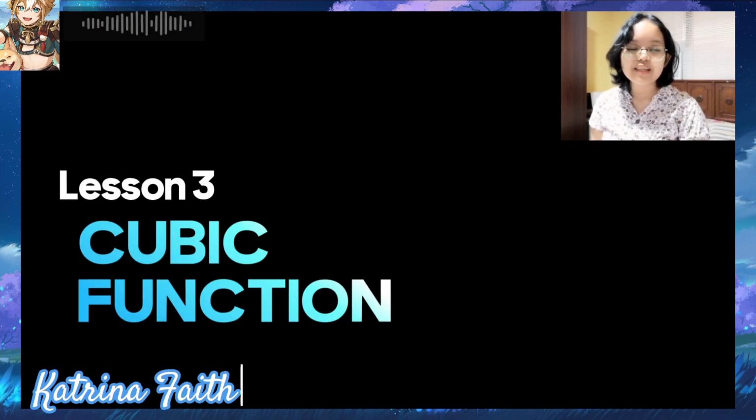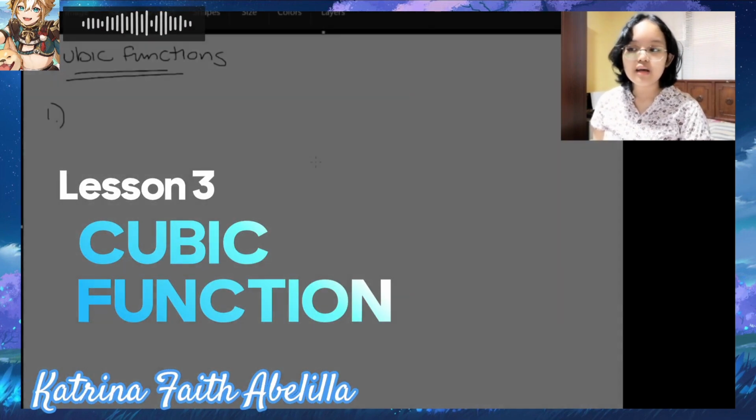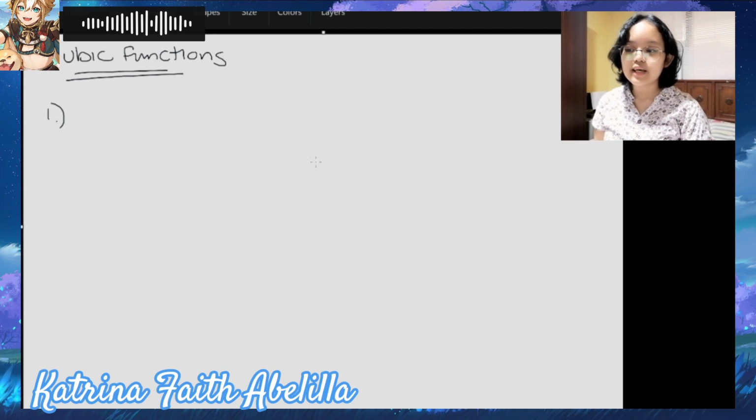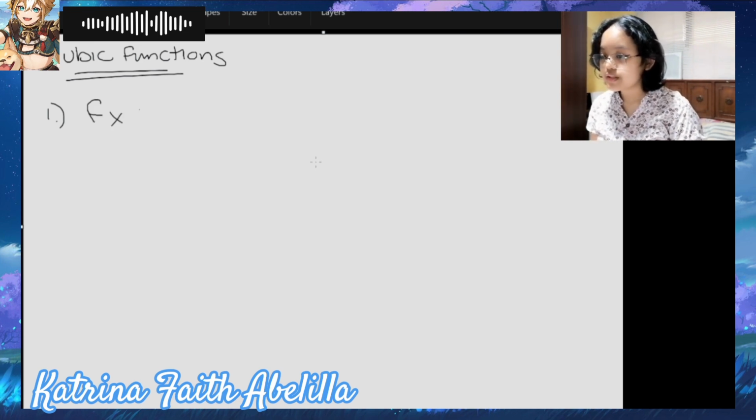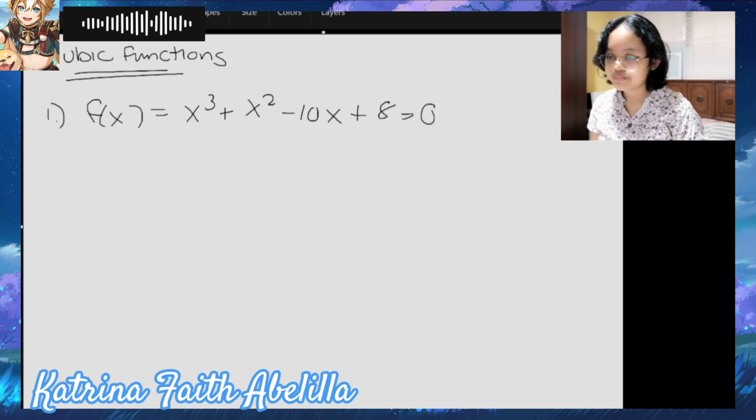Good day everyone, I am Katrina Faith Abililia and I'll be teaching you the cubic functions and how to find its zeros. Cubic functions are functions with the highest degree of 3. Let's start with our first example, which is f of x is equal to x cubed plus x squared minus 10x plus 8 equals 0.